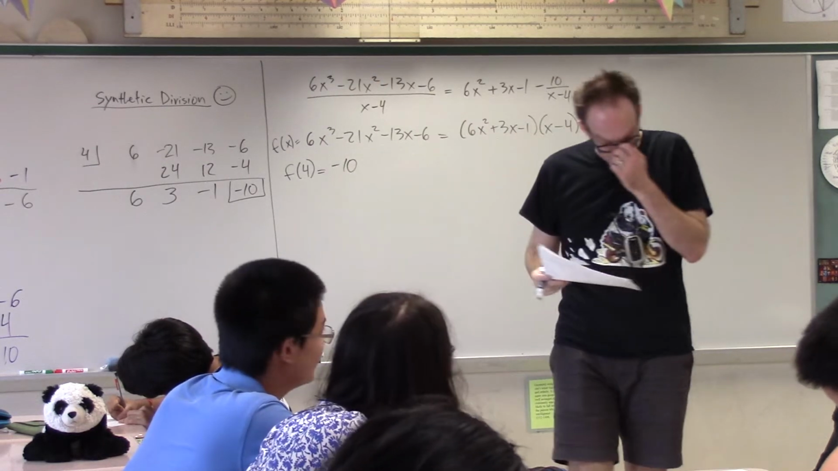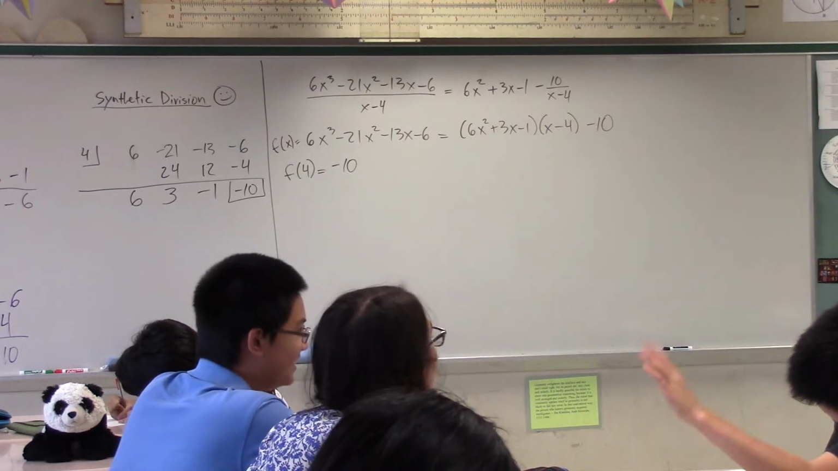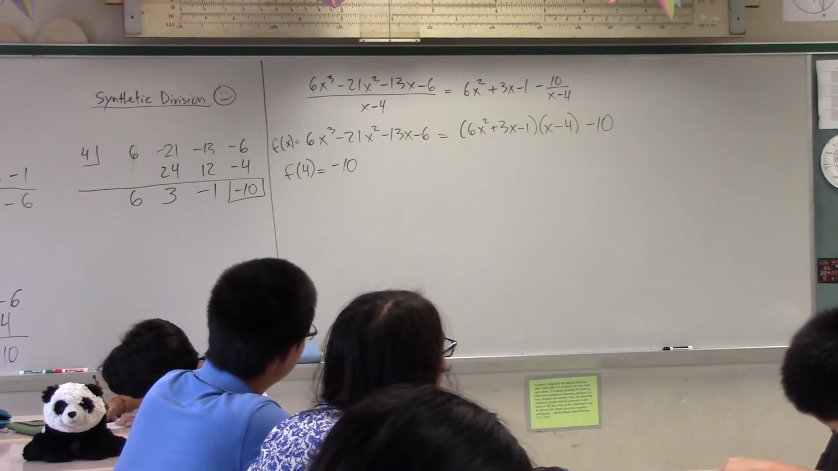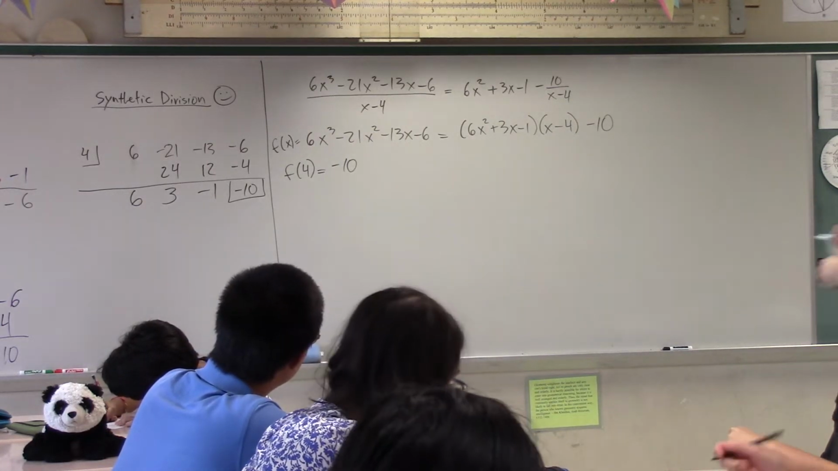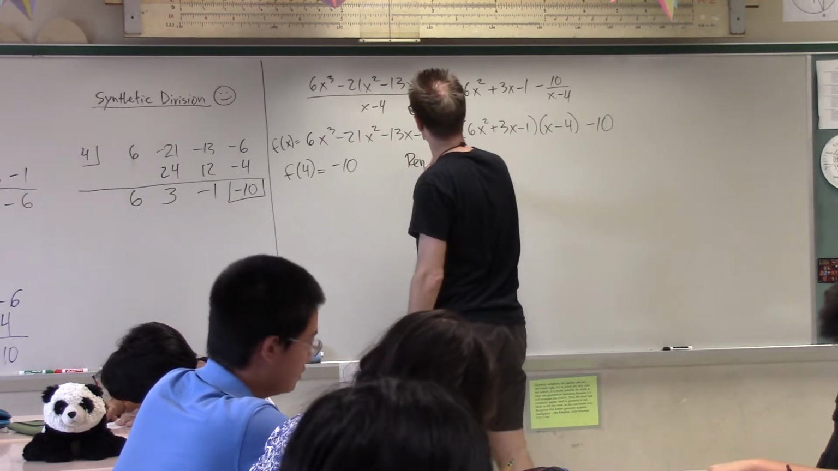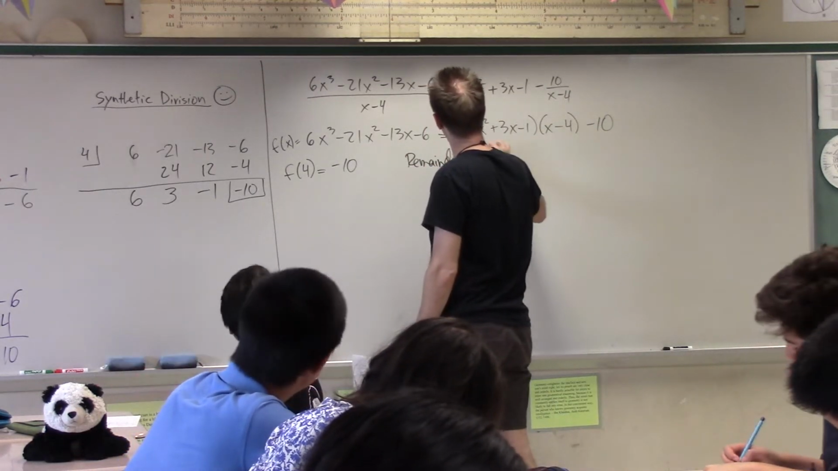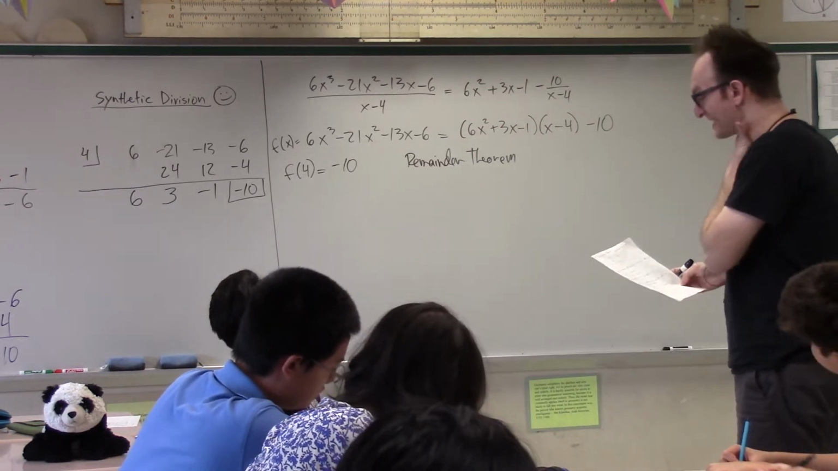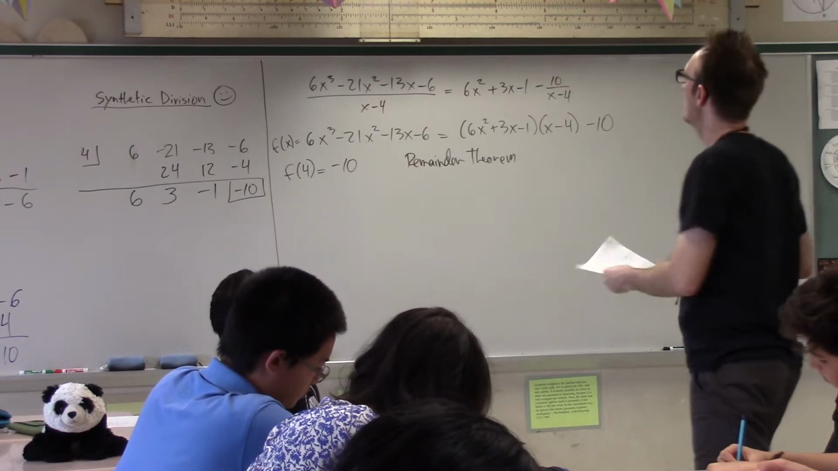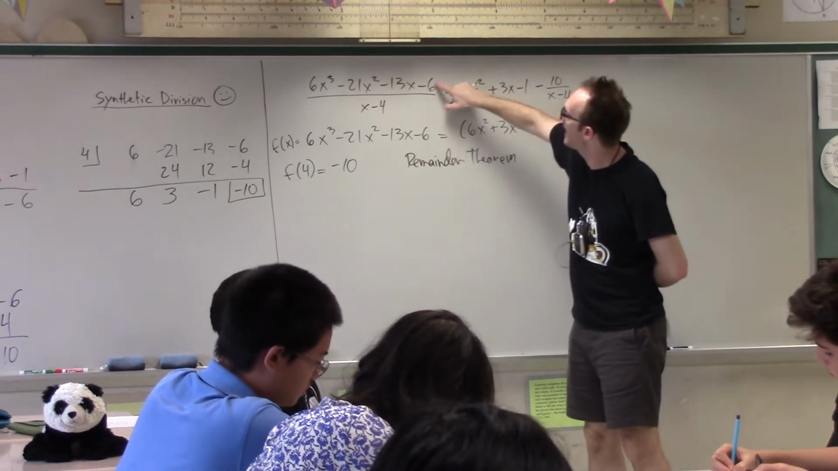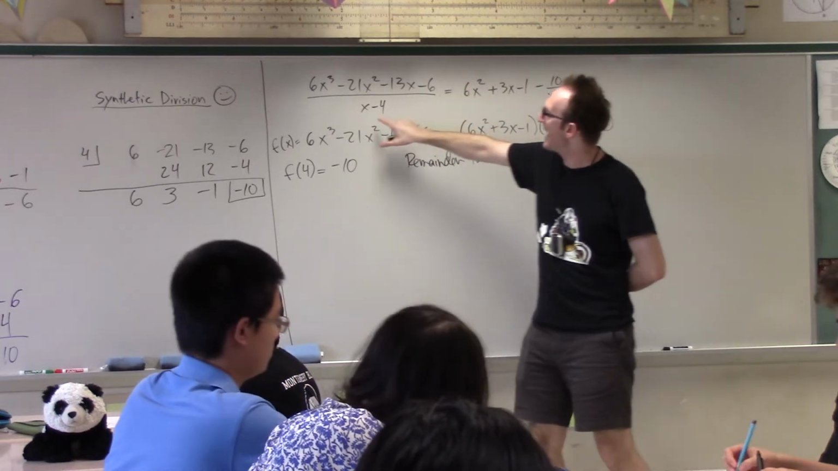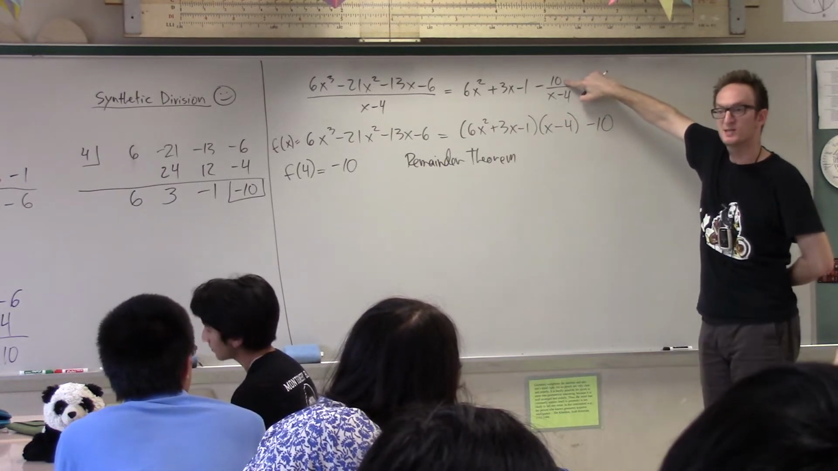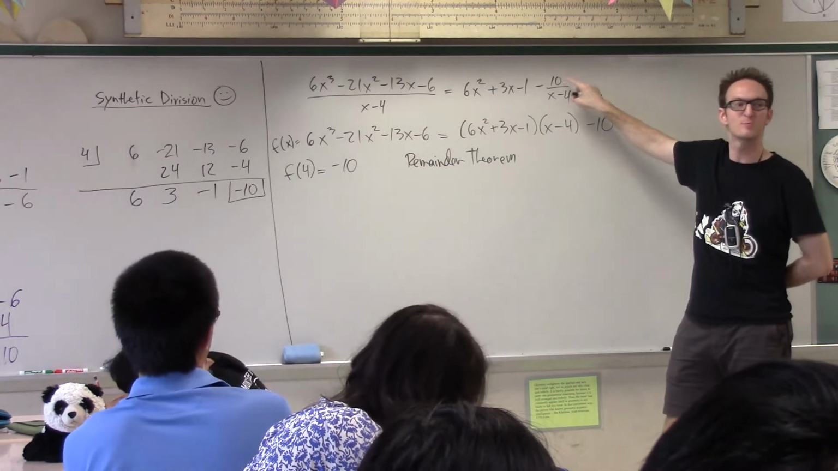Okay, and so that's kind of cool. Actually, this has a name. This thing that just happened. This is called the Remainder Theorem. And the Remainder Theorem says that if you divide a polynomial, I'm going to write this down in a minute, if you divide a polynomial by x minus 4, then the remainder that you get is just the value of that function when you plug in 4.